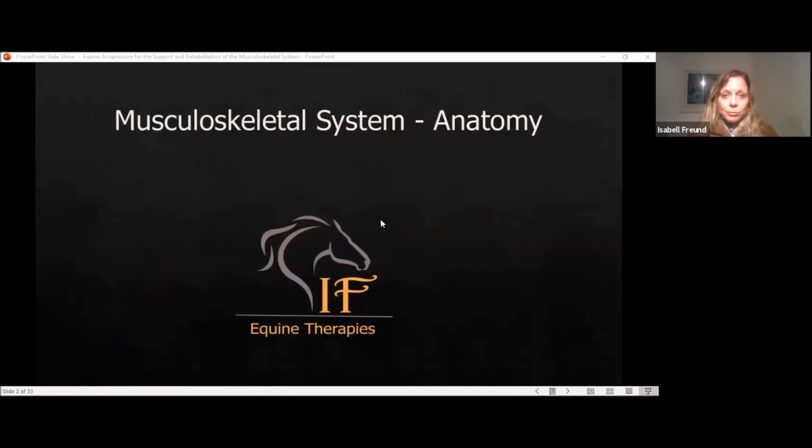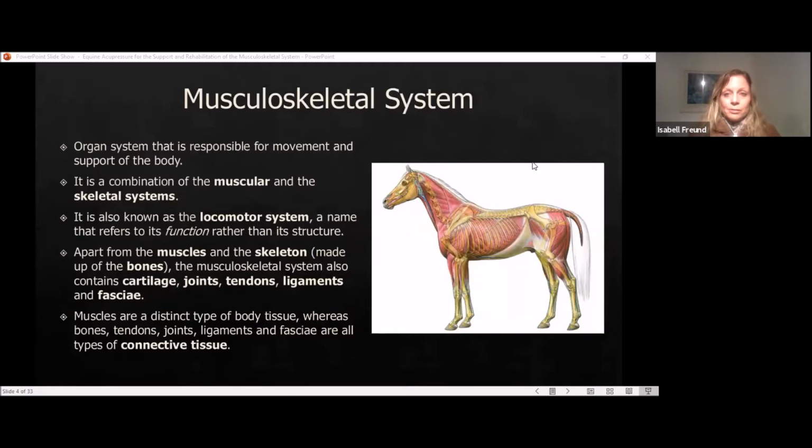So the musculoskeletal system is an organ system which is responsible for movement and support of the body. There are, of course, the muscles and the skeletal system. It is also known as the locomotor system because of its function: it is the basis for the horse's ability to move forward. Apart from muscles and bones, there is cartilage, joints, tendons, ligaments, and fascia. Muscles are a distinct type of body tissue, whereas bones, tendons, joints, ligaments, and fascia are all types of connective tissue.